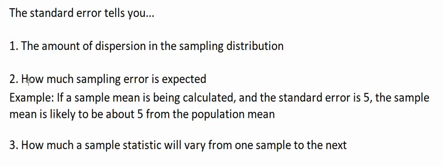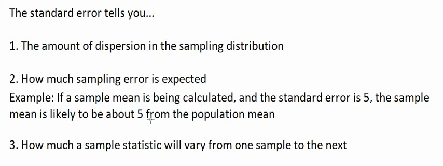Second, it tells you how much sampling error is expected in a random sampling situation. And I'll give you a quick example of what I mean here. So if a sample mean is being calculated and the standard error is 5, then that's telling you that the sample mean is likely to be about 5 from the population mean, roughly, on either side.